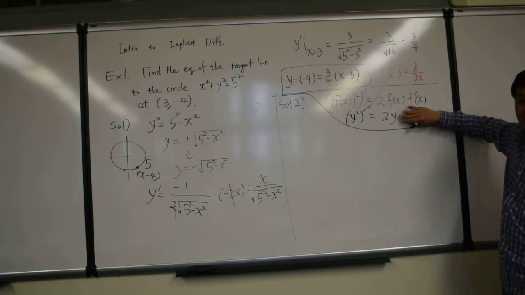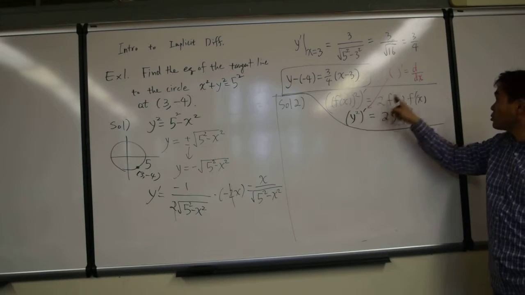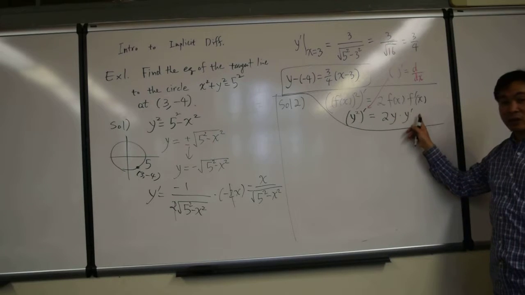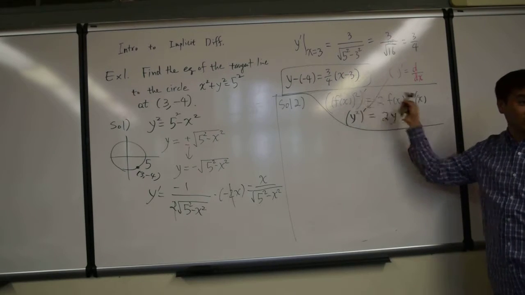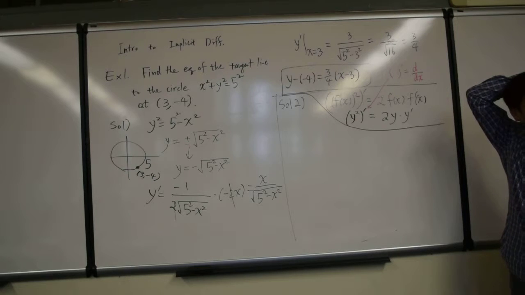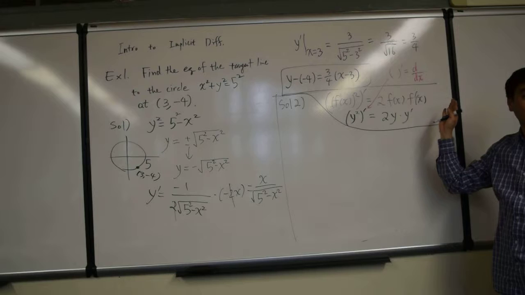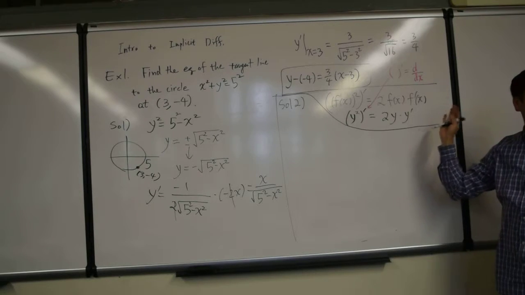You don't have to do this next thing. But because we're trying to differentiate by x, the nested function y should be pulled out and differentiated, just like when you differentiate this. Does this make sense? Should I do another example of such a thing, or is this okay? This is okay? All right.